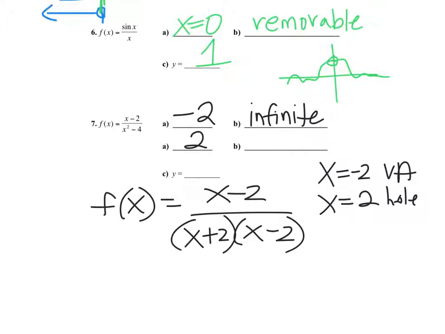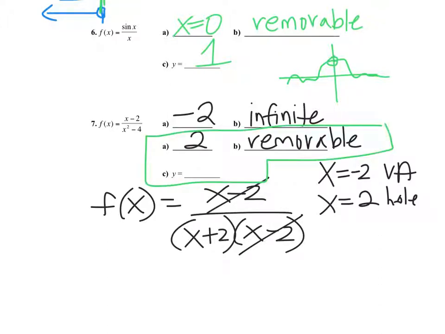Okay, and then part B is the 2. The 2 was removed. Do you see that? x equals 2 would make that 0. That would be called removable. And there's only one part C, and part C only goes to the removable one. So it would just be 1 over x plus 2. Yes, it would be. Plug in 2.